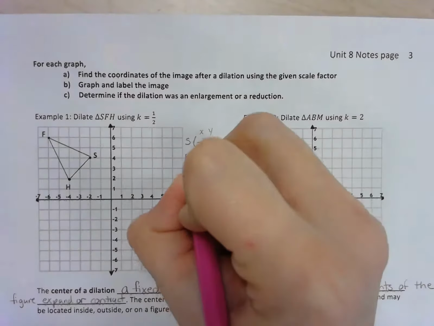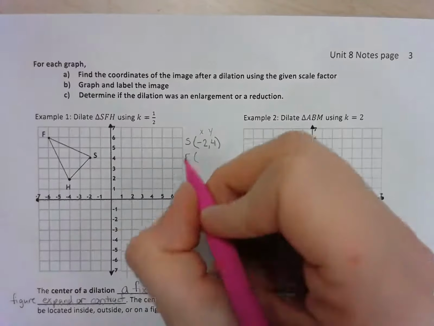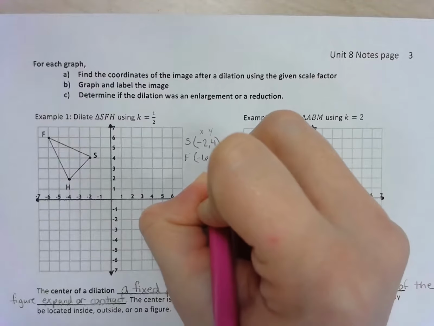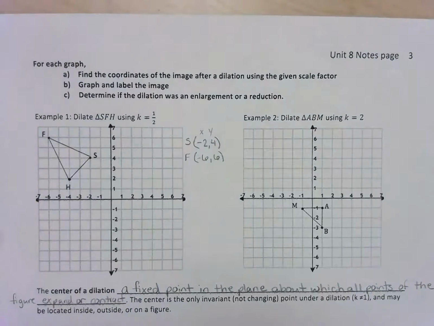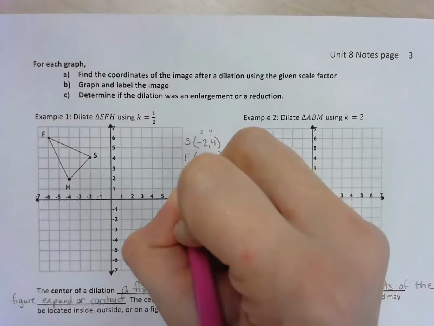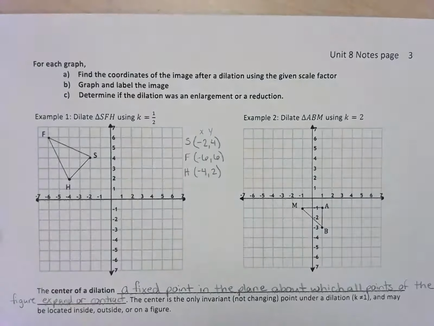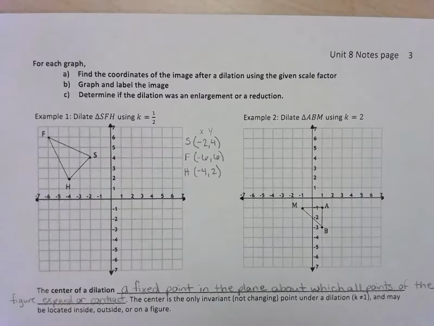F is at -6, 6. H is at -4, 2. So those are our ordered pairs of the pre-image.